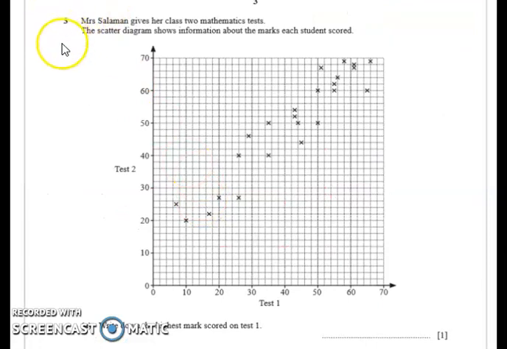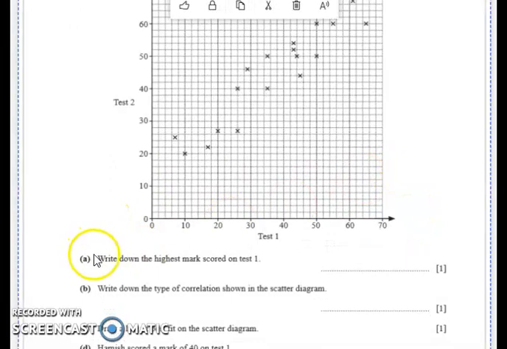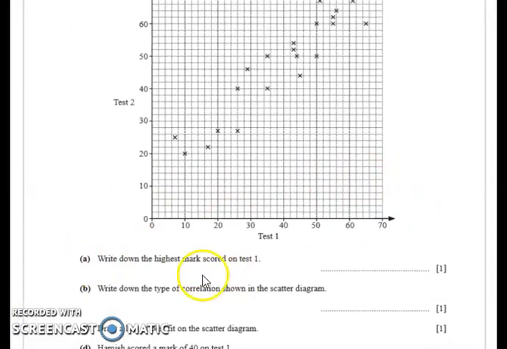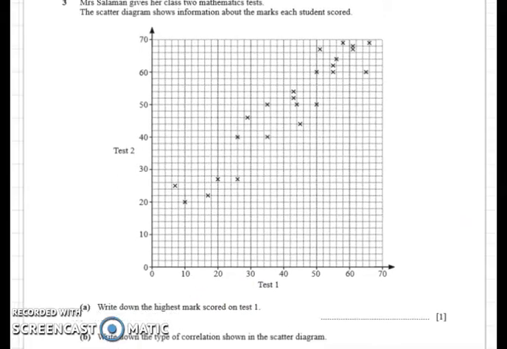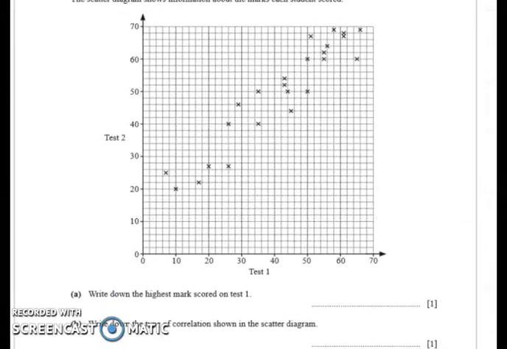Okay, this is question number 3, and in the first part they have asked us to write down the highest mark scored on the first test. So the first test is here. The highest mark here will be this point. Okay, not that. Alright, it's this point. So when you go down from this point, it is at here.